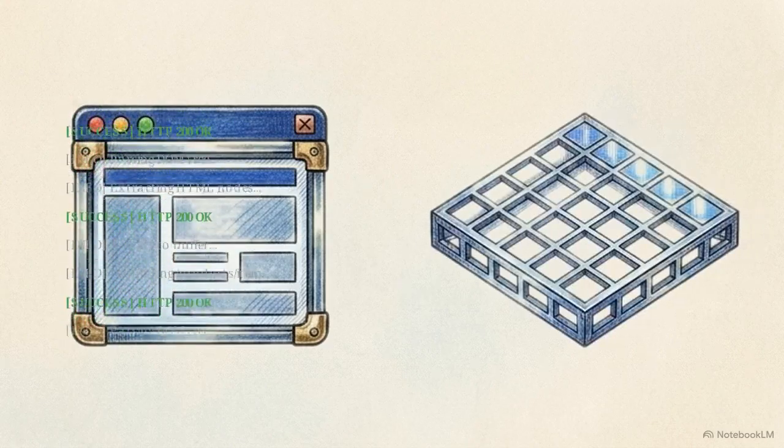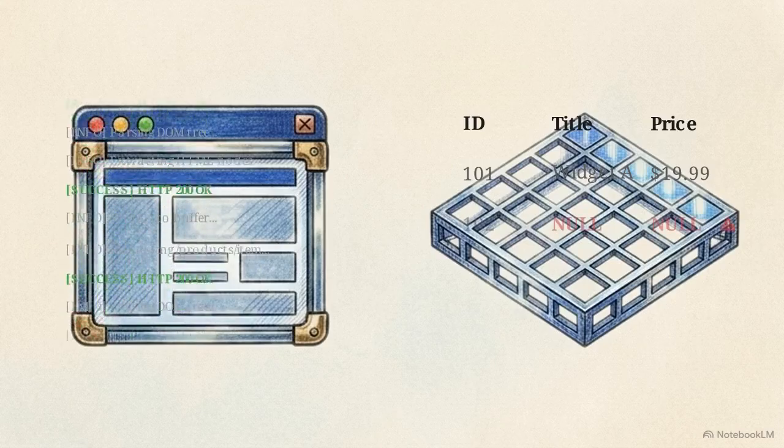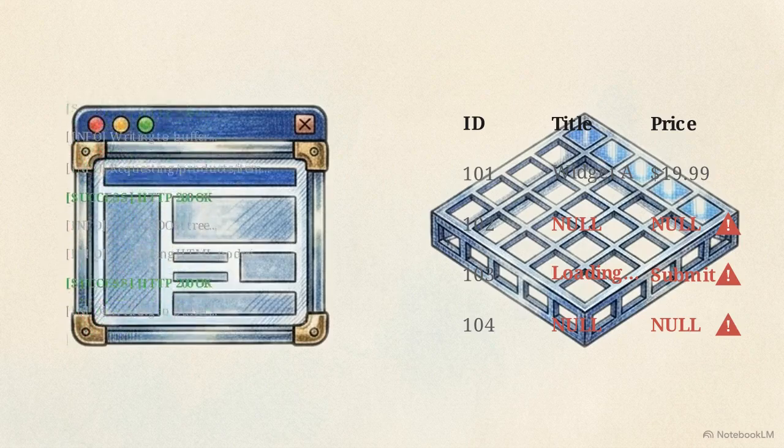Look at this terminal on the left. A standard extraction script is running, returning a continuous stream of HTTP 200 OK statuses. But look at the database table on the right. It's ingesting blank strings, null values, and UI artifacts like submit or loading.